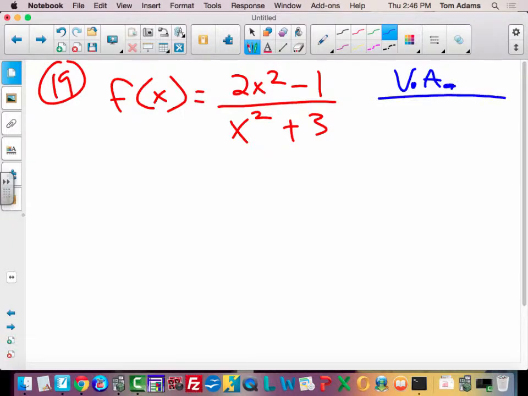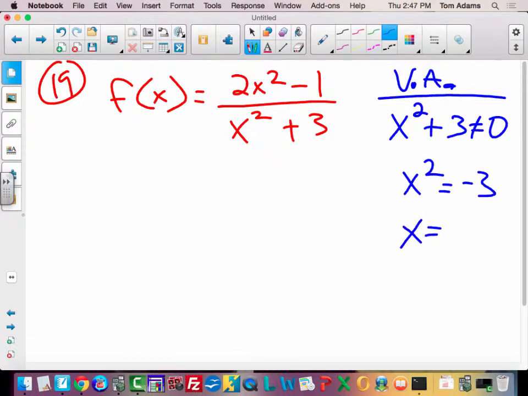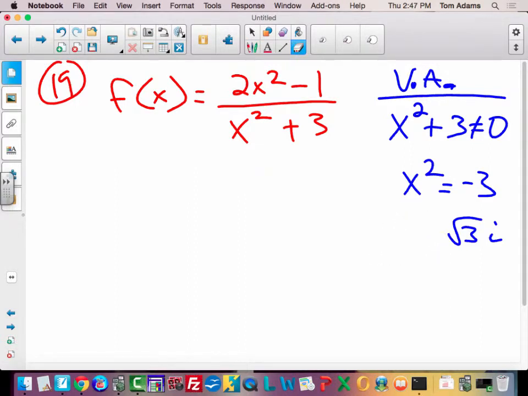Well, the vertical asymptotes come from the fact that the denominator, in this case x squared plus 3, cannot equal 0. So algebraically, I'm going to say x squared is equal to negative 3, or x is equal to the square root of negative 3, which is plus or minus the square root of 3i. So there's no vertical asymptote.